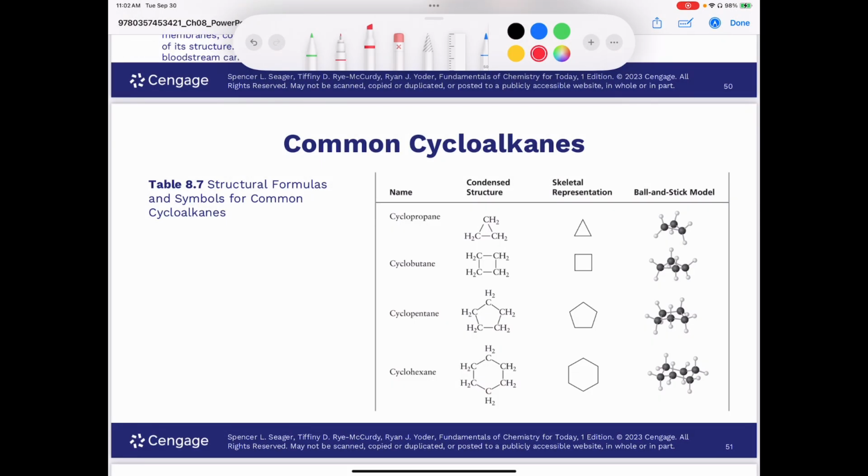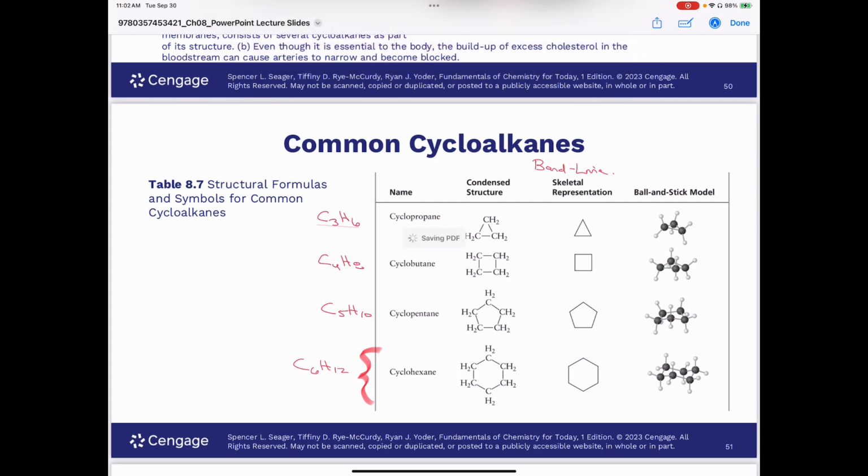On the first slide, I showed you the structure of cyclohexane. If you have five carbons in a ring, that would be cyclopentane. Four carbons in a ring is cyclobutane, and three carbons in a ring is cyclopropane. The formula for cyclopropane is C3H6. For cyclobutane, it'd be C4H8. For cyclopentane, it would be C5H10, and for cyclohexane, as we saw, it would be C6H12. You can see the condensed structures here, and you can also see the skeletal representations, which I refer to as bond line structures.